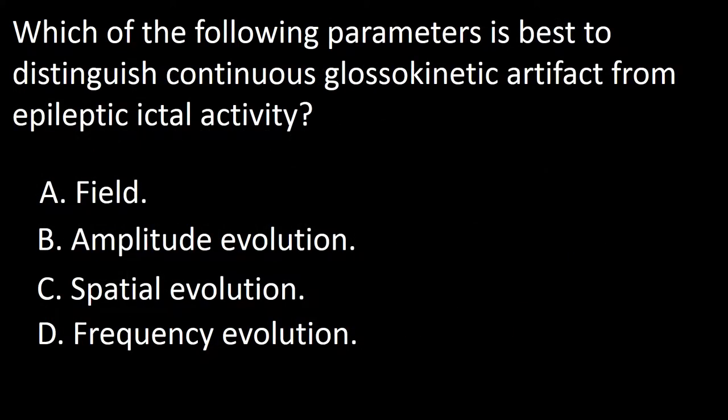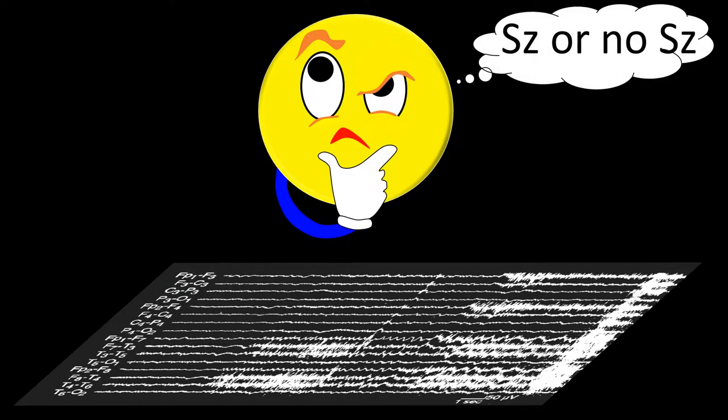Next question. Which of the following parameters is best to distinguish continuous glossokinetic artifact from epileptic ictal activity? A. Fields. B. Amplitude evolution. C. Spatial evolution. D. Frequency evolution. In the presence of any EEG activity suspected of an ictal epileptiform event, it is often helpful to follow a set of steps to determine its nature.